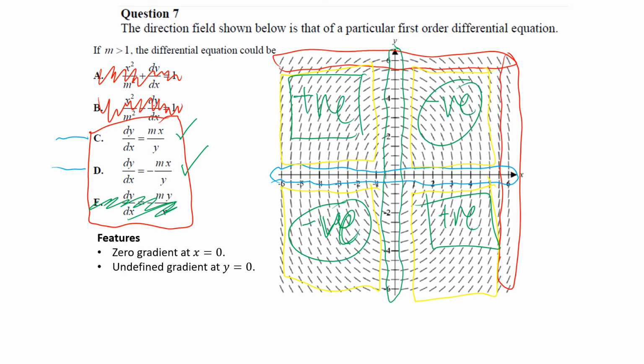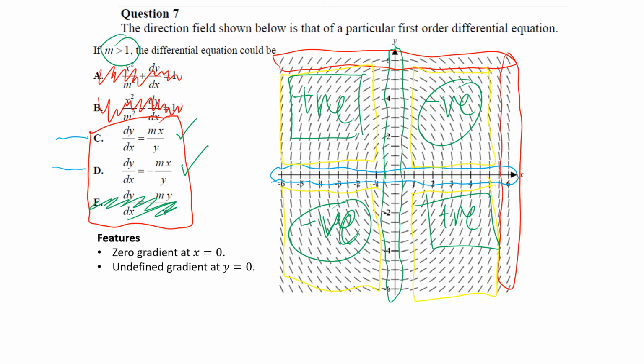So we know M is a positive value. In fact, it's greater than 1, making it positive. Now, if it was C, does that match the situation? In the first quadrant, x and y are both positive. So if m is also positive, it's suggesting that dy/dx would be positively sloped in the first quadrant. So it seems to be a mismatch.